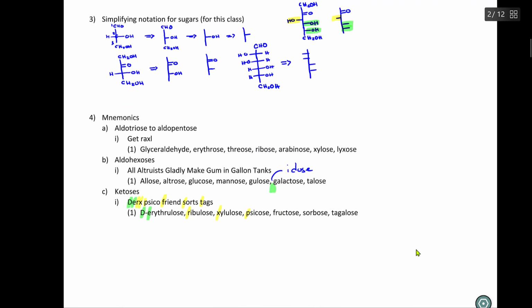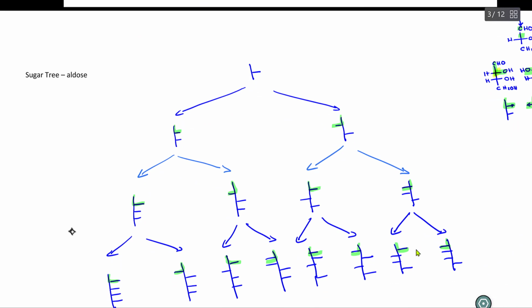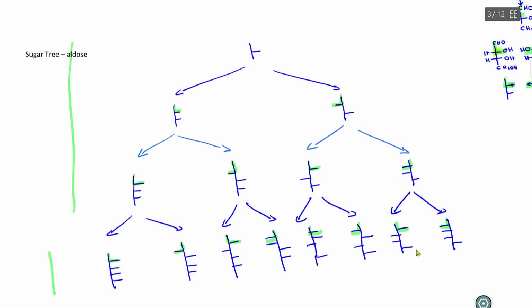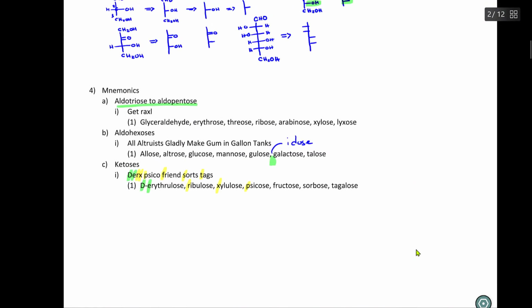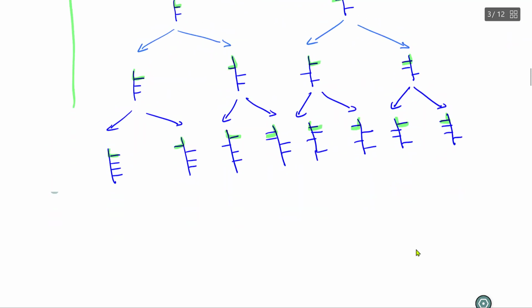And this is for the aldotriose to pentose, right? That's this part. This is the "get Raxel" part. And this is the "all altruists gladly make gum in gallon tanks." That's the aldohexoses. That's here. In fact, let me do this. Just draw it in like this. Color code this a little bit. Sorry, it's not exactly straight, but I think you get the idea.